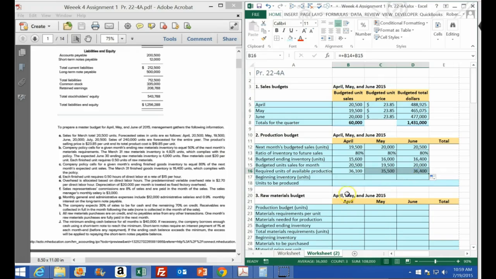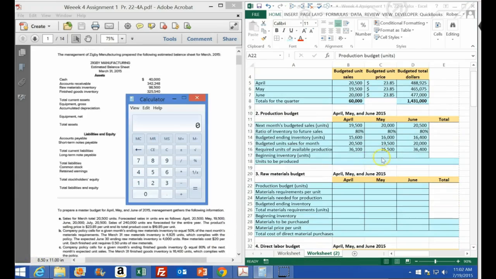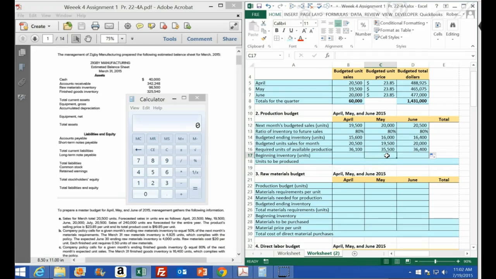Then we have to add to that the beginning inventory. So the beginning inventory we know for May and June will equal the ending inventory for the prior months. So for May, I'm going to make it a negative, by saying negative of the ending inventory here. Same here. We're going to say the beginning inventory for June is the negative of the ending inventory for May.